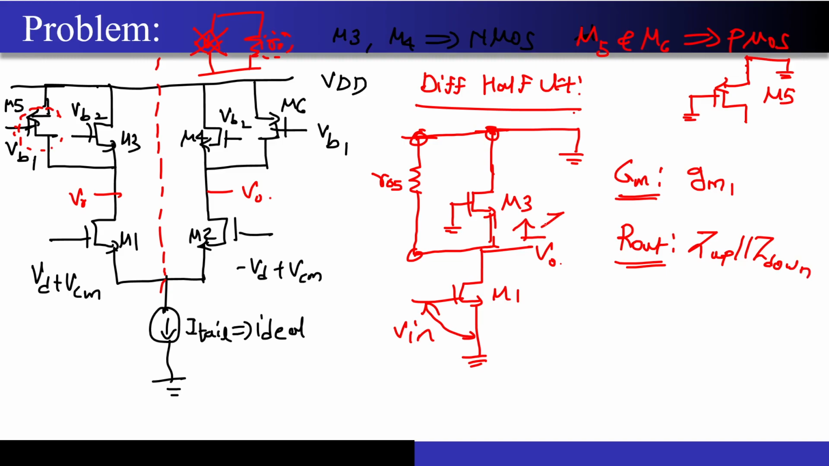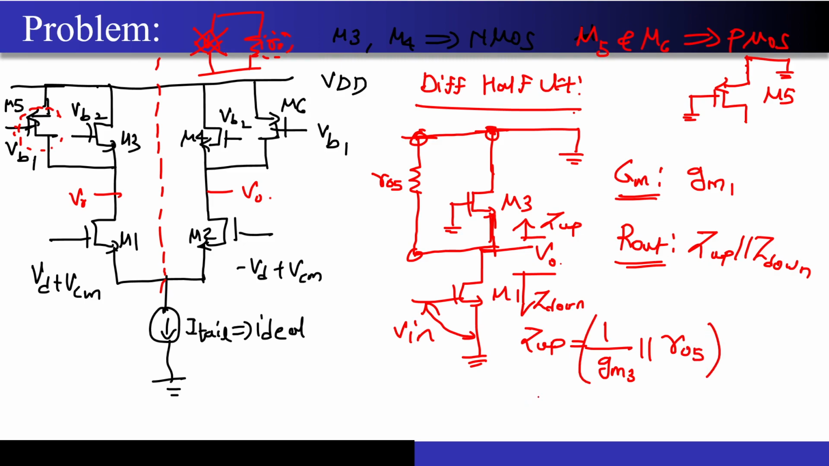Correct. Z up is basically this thing, and Z down is basically this particular thing. Now what is Z up? Can anyone help me, what will be the value of this Z up? Look, it will be 1 over gm3 parallel with ro5. Excellent, very good. I hope it is clear to everyone. Great. So now this is the impedance looking up.